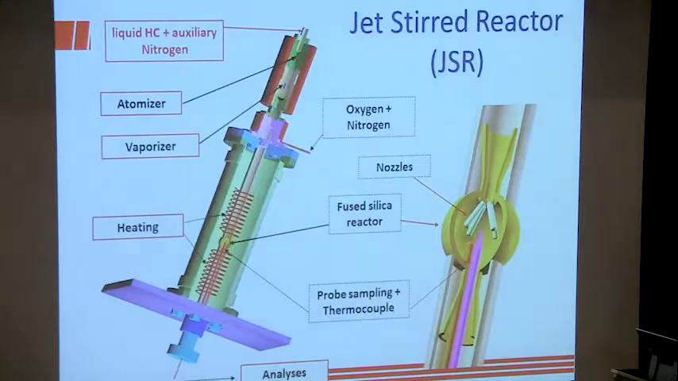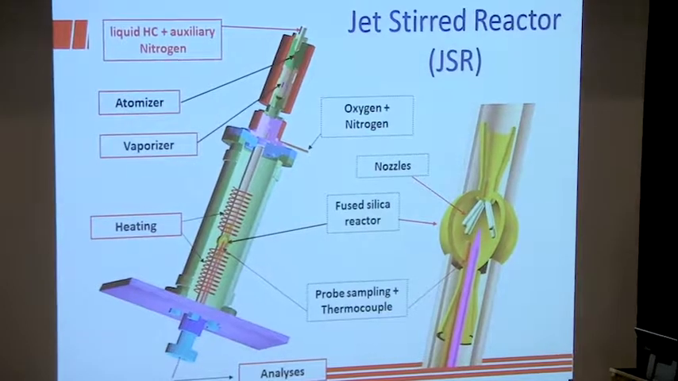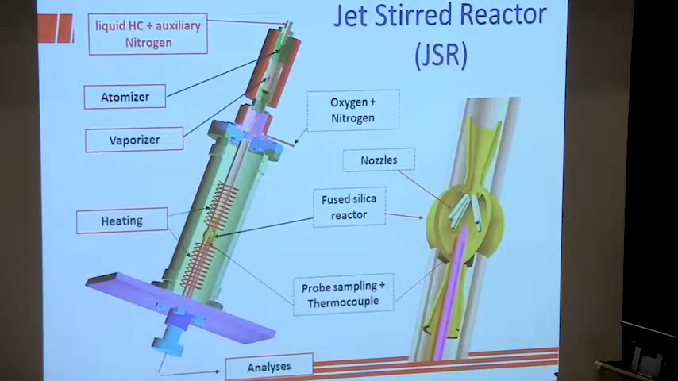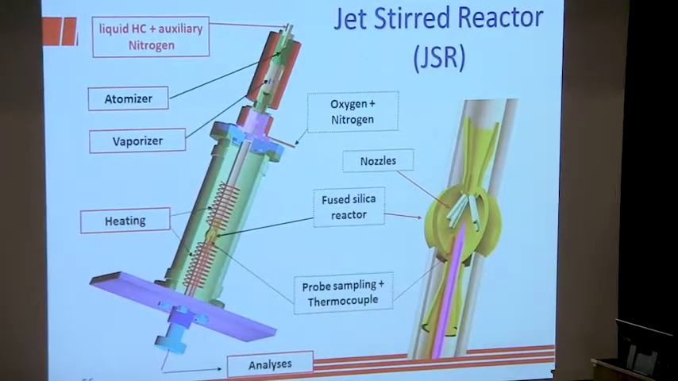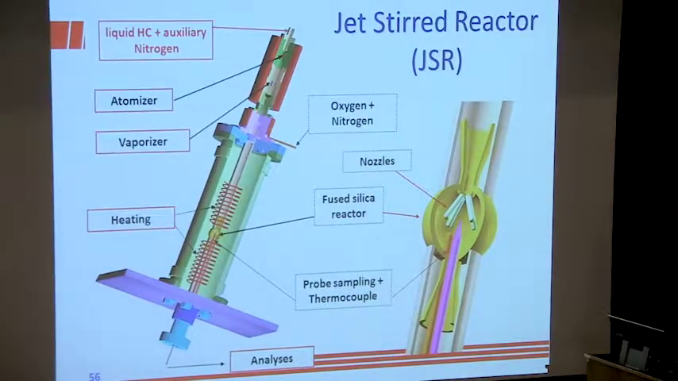So here's this slide I got from Philippe de Gaulle. It's very nice. And so this is a jet-stirred reactor here. So we have an inflow of our fuel coming in. We have an atomizer and a vaporizer. So we have inflow of fuel and oxygen coming in here. The system is heated. Here we have coils for heating, and it comes into the jet-stirred reactor in here. And this is a close-up of it here.